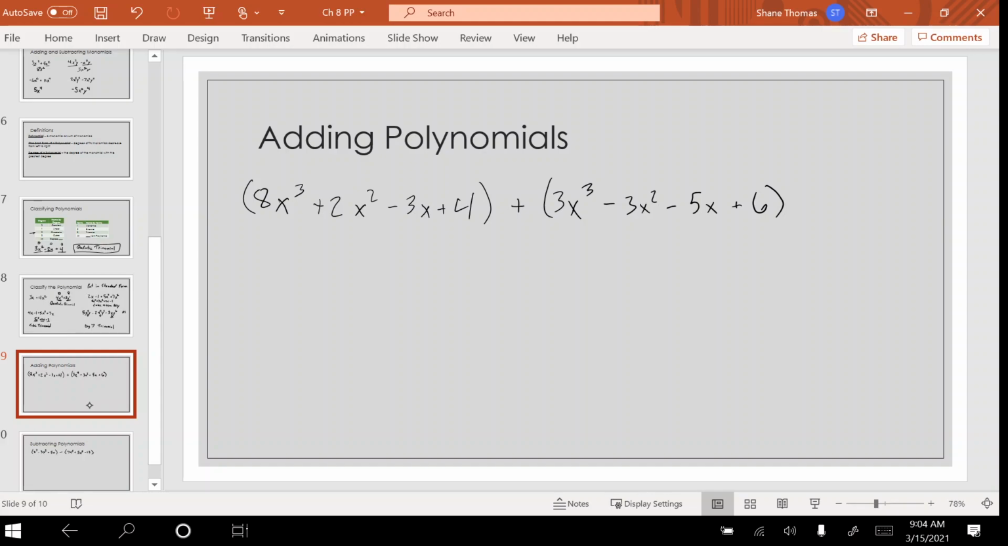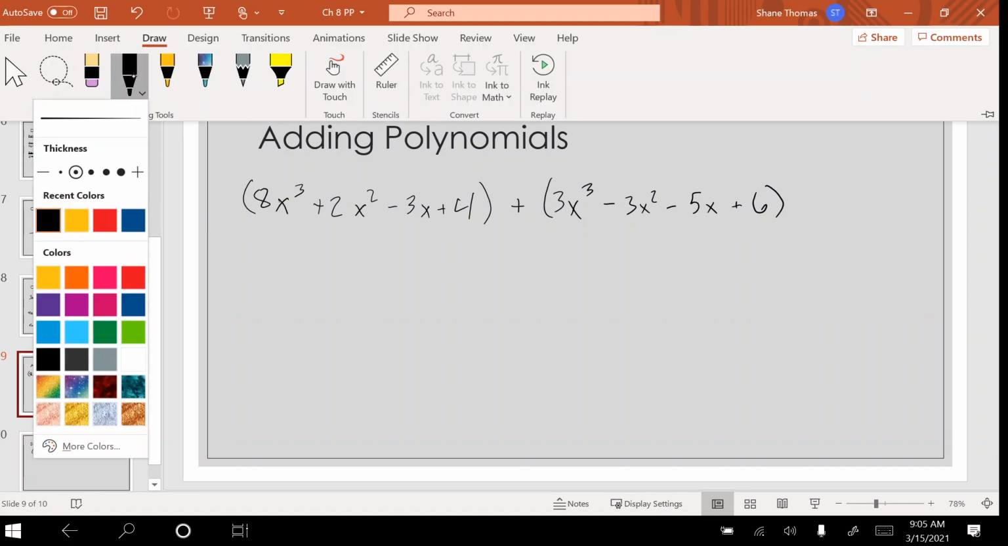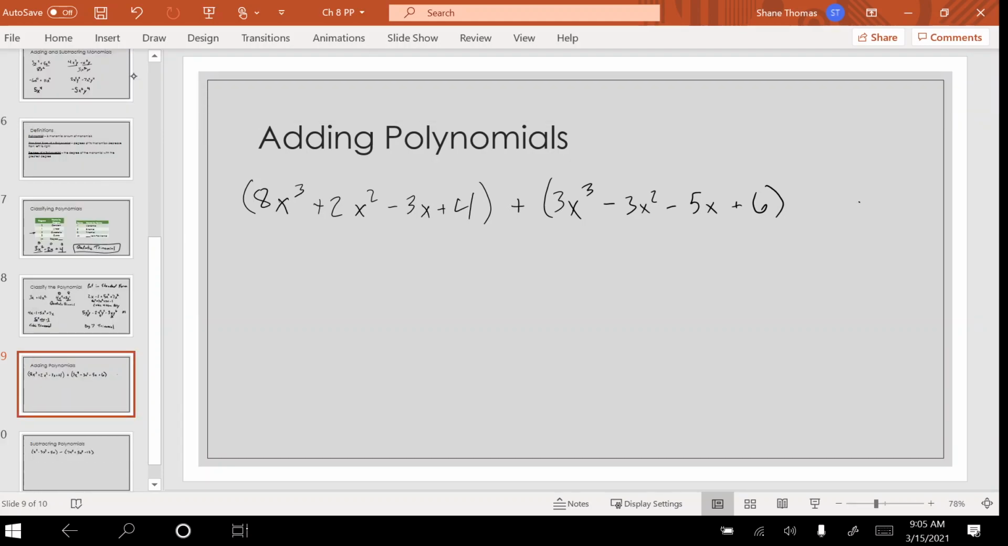Okay. So right now, do these parentheses mean anything to us? No, they don't. They don't mean a thing. All they're doing is essentially grouping the first polynomial and the second polynomial, right? So what you can do is really just get rid of them. All right? So you can rewrite this with them not even there if you want.